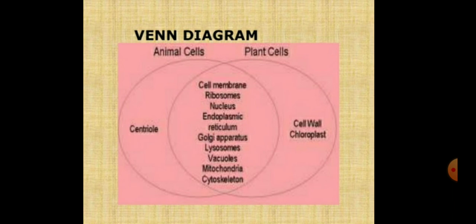Children, this is the Venn diagram of the plant cell and animal cell, with the help of which you can see that cell wall and chloroplast are present only in the plant cell, but the centriole is present in the animal cell. Other organelles and the protecting covering like cell membrane, ribosome, nucleus, ER, Golgi apparatus, lysosome, vacuoles, mitochondria, cytoskeleton, all are present in both plant and animal cells.